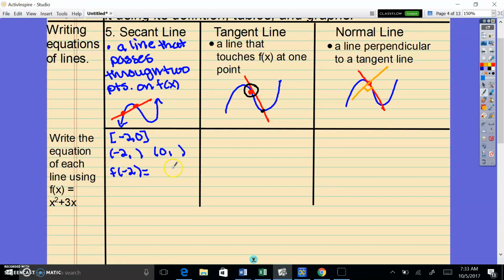negative 2, I believe. So we can fill that in. That's just plugging in here to x squared plus 3x. And now we're going to find f of 0. That's pretty easy. Again, if you plug in 0 into the function, you get 0.